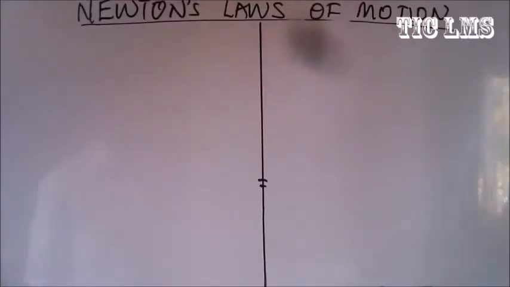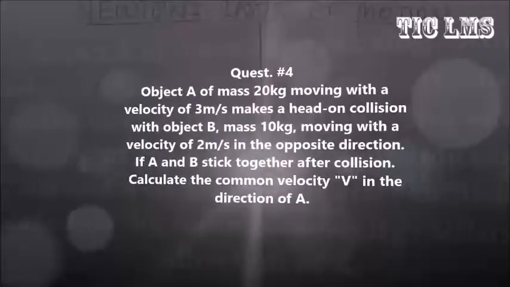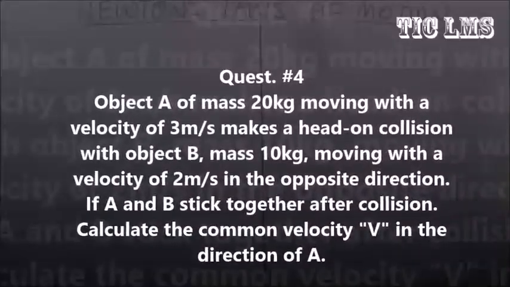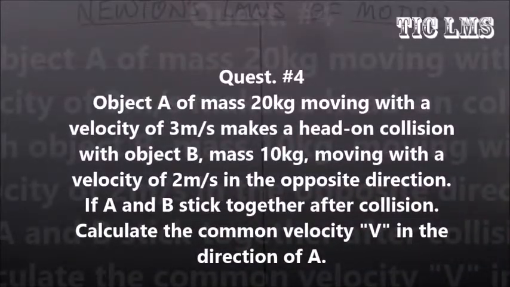This next question says object A of mass 20 kg moving with a velocity of 3 meters per second makes a head-on collision with object B of mass 10 kg moving with a velocity of 2 meters per second in the opposite direction.